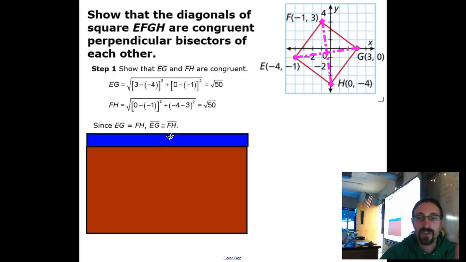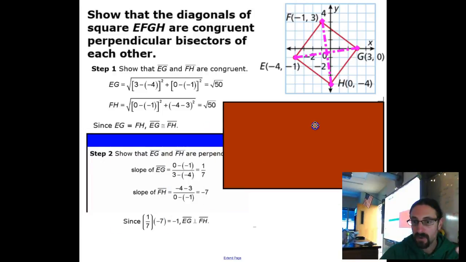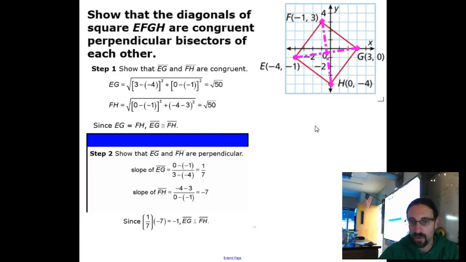Step 2, show that they're perpendicular. Well, that means the slopes have to be opposite reciprocals. Actually, let me just delete that. Much better. When I look at the slope, I'm going up 1 over 7. Here I'm going down 7 over 1, so that slope is just -7. Therefore, I know that the slopes are indeed perpendicular.